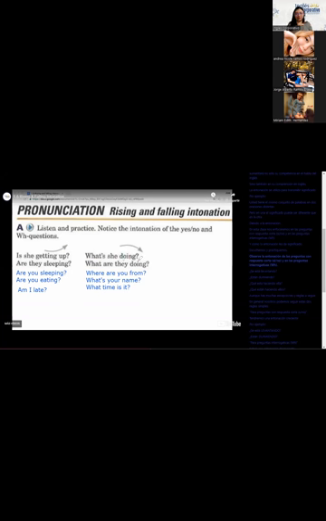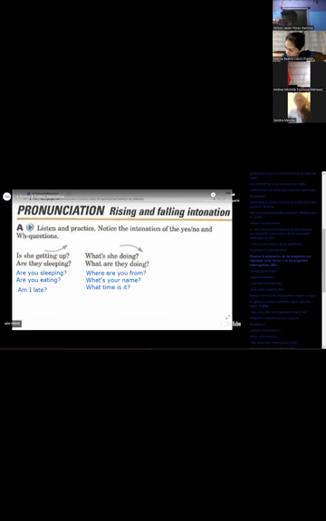Ok, let's practice. Number one, is she getting up? Are they sleeping? Are you sleeping? Are you eating? Am I late? Second group, what's she doing? What are they doing? Where are you from? What's your name? What time is it? Y así, sube o baja la entonación. Ok, veamos con Sandra. Practiquemos, Sandra, el primer grupo. Let's practice with the first questions. Ok.